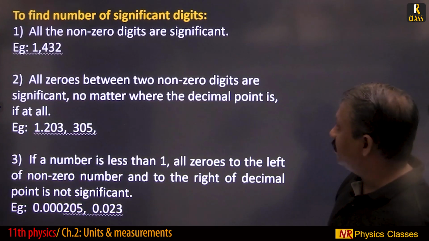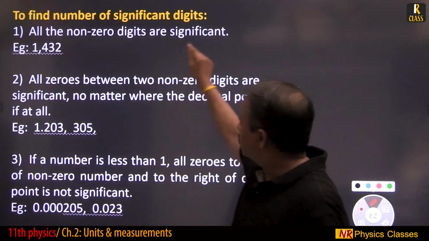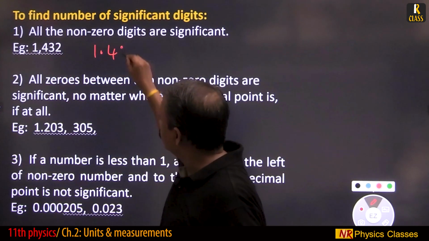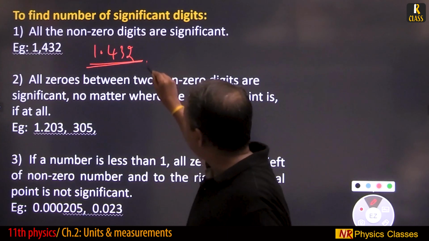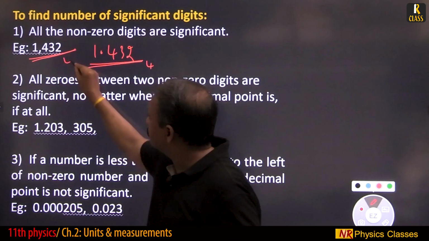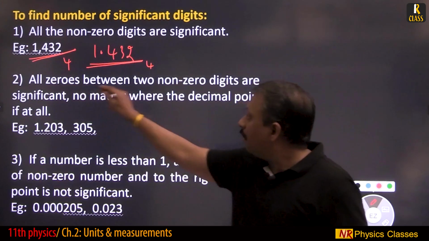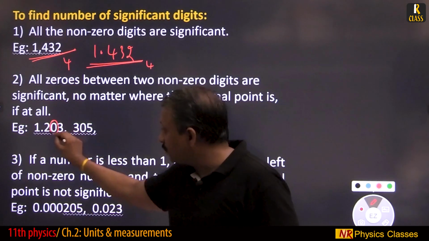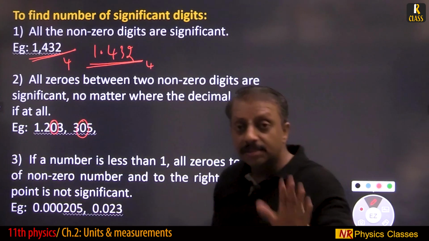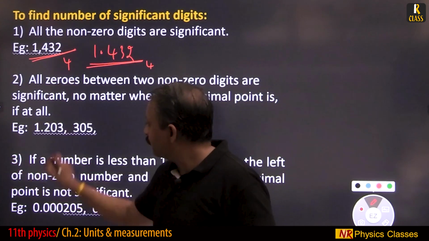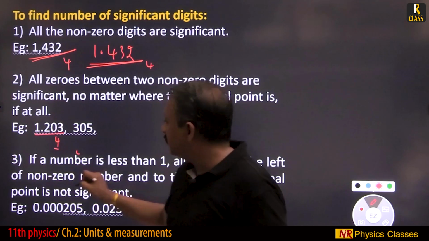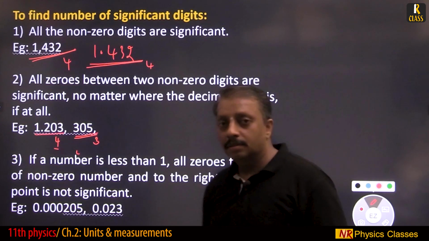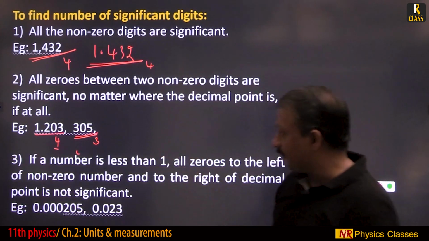To find the number of significant digits, all the non-zero digits are significant. See, 1432 or 1.432. All the digits are significant. There are 4 significant digits. Come to this. All zeros between two non-zero digits are significant. See, this 0 is between non-zero digits. This 0 is between non-zero digits. Consider that 0 also. So there are 4 significant digits. There are 3 significant digits. Why are we targeting 0? That you will understand here.